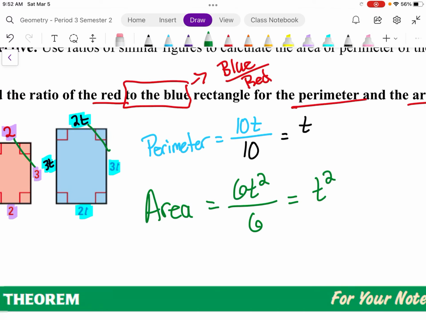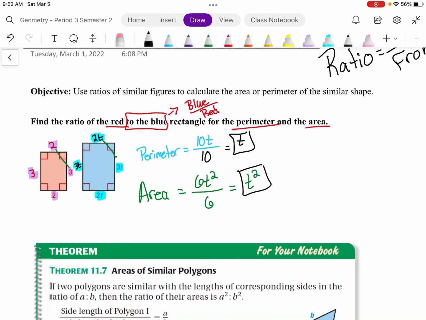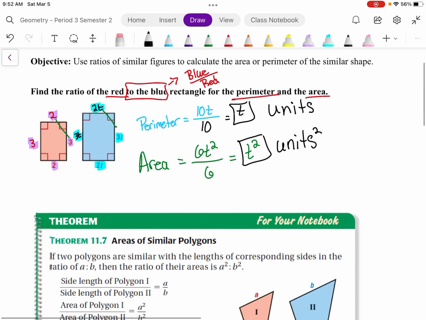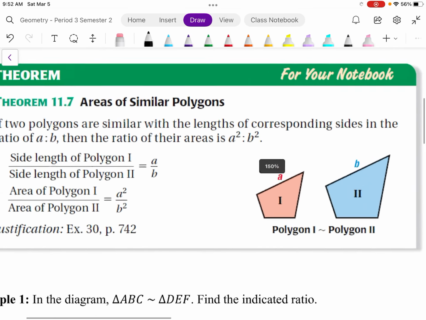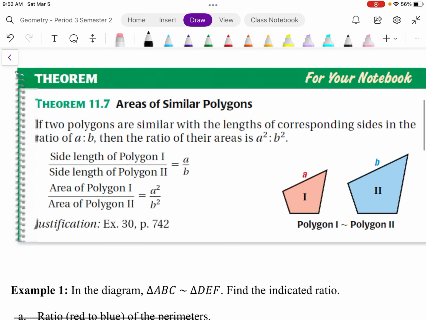So when we're doing the perimeter, we're just going to have that scale factor. And then when we're doing the area, we're going to have that scale factor squared, which makes sense because area is units squared and perimeter is just our units. So now let's do some examples. Or one more thing first.